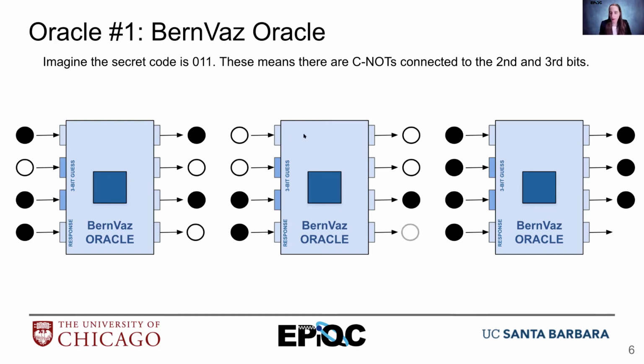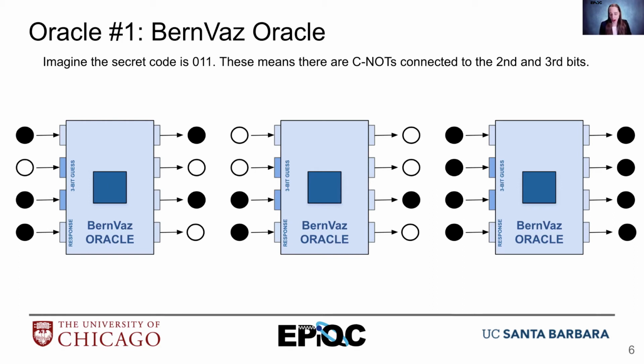So that means my output will be the same. It'll toggle one time based on this black ball that's going in here. Now, if we give it 1, 1, 1, we can see that there are 2 black balls connected to C naughts as control, which means we'll flip this input twice, which will get us back out the black again. So that's how the oracle itself works.